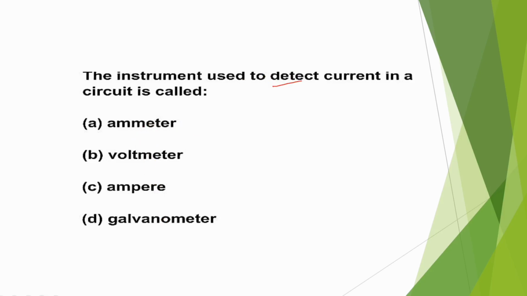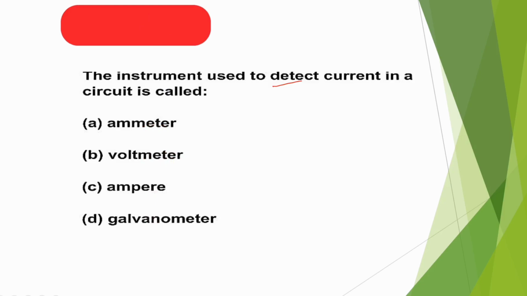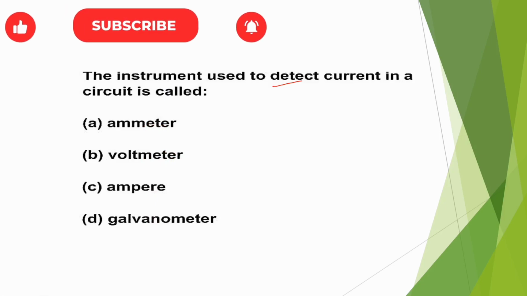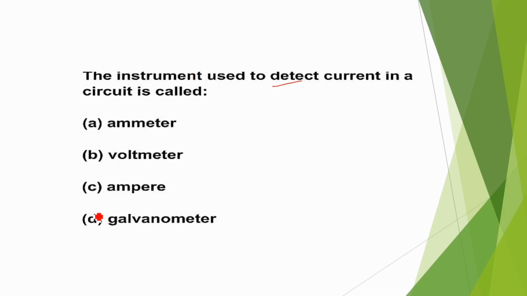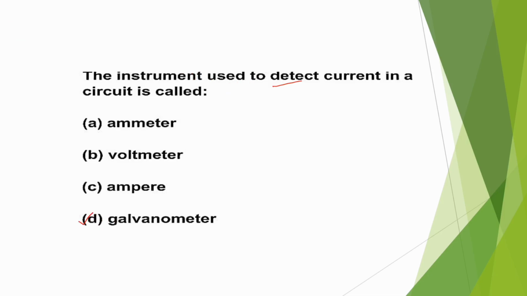Before discussing the correct answer, let us point out the wrong answers. Voltmeter is used to measure voltage difference. Ampere is a unit of current. Ammeter is used to read current. Since the question is about the instrument used to detect current in a circuit, the correct answer will be galvanometer. The rest three are not correct answers. So we'll move on to the next question.